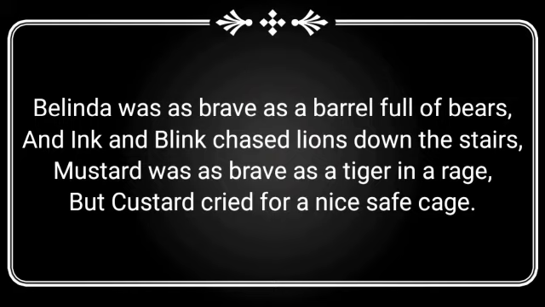But in contrast to all of them was Custard. Custard, the dragon, was not brave. He was so afraid of everything that he always demanded what? Demanded a safe cage.